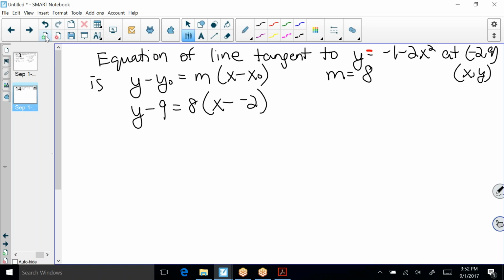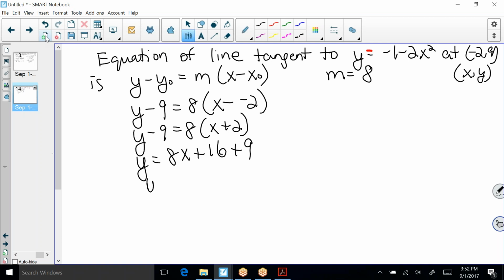So this is going to be y is equal to, let me change that to a plus. Y minus 9 is equal to 8 times x plus 2. Now we're going to add that 9 to both sides and distribute that 8. So we have y is equal to 8x plus 16 plus 9. And then y is equal to 8x plus 25. So that's the equation of the line tangent to that curve, negative 1 minus 2x squared, at that specific point, negative 2 comma 9. And that's it for section 2.1.